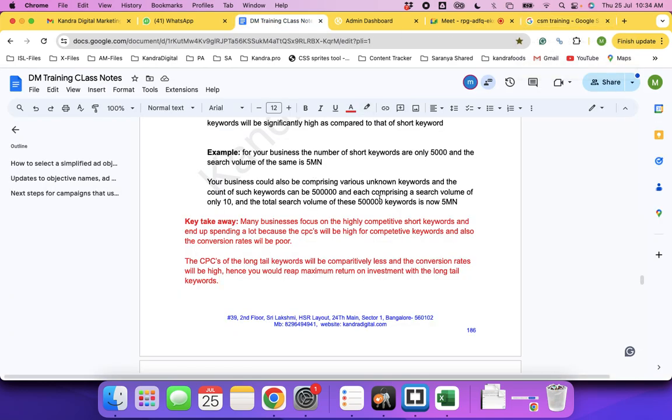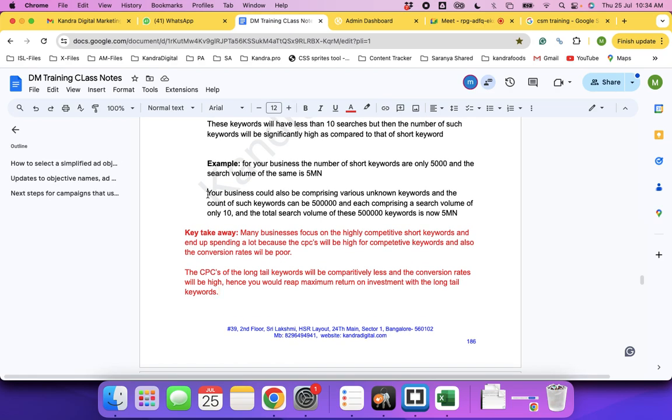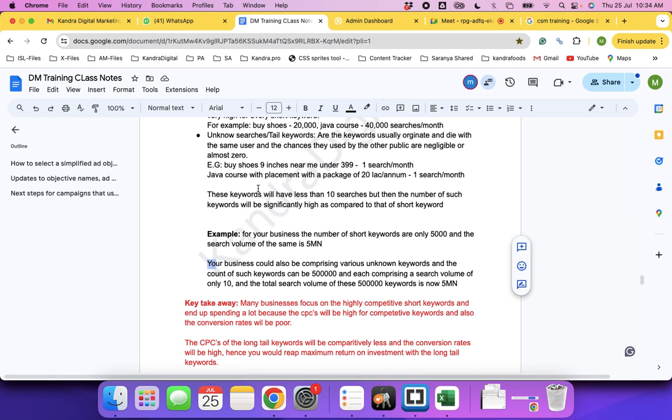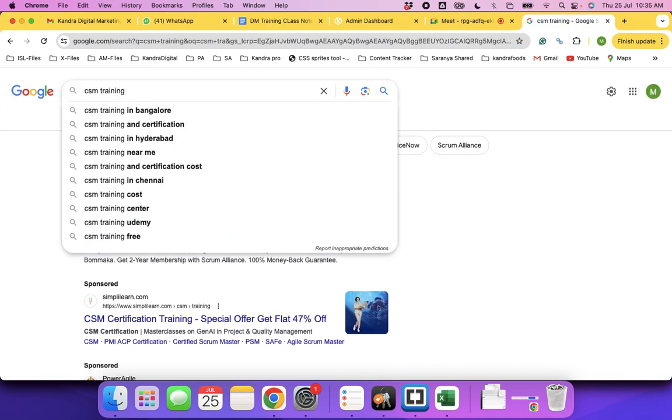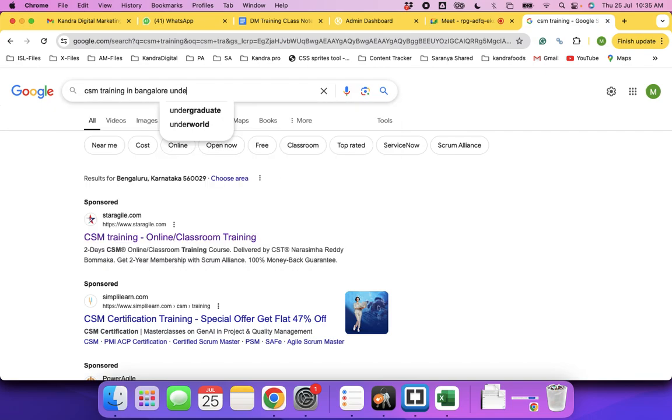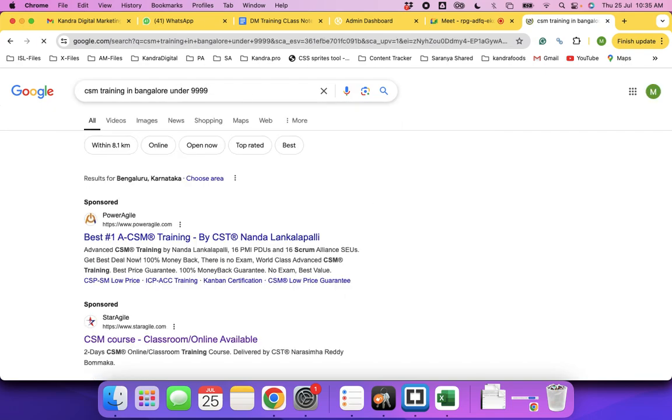So now what I'm suggesting is, don't go with the keyword that is known and has high competition. When it comes to unknown keywords, when it comes to tail keywords, see now everybody is bidding on CSM training, correct? But when it comes to CSM training in Bangalore under 999, maybe not many people will be competing for this keyword because it's an unknown search. So if it is an unknown search, how will you target? No, there is a way or mechanism, I'll tell you. But you all understood, right, what I'm trying to convey here?